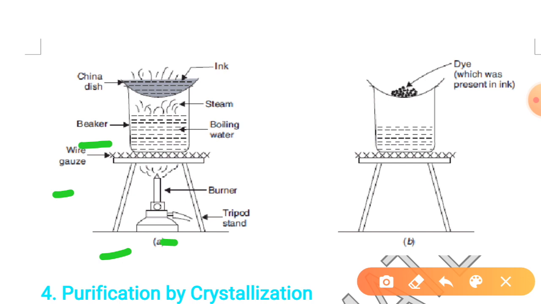If you directly keep your ink on fire, it will get burned. That's why we are giving it a water bath. Now on the top of it is a china dish having ink. Now when this water boils, the steam will rise, and this steam will slowly allow the water present in the ink to evaporate, and the result will be the dye which is present in the ink. This way we will be able to separate this dye from your ink. In a similar manner, salt is obtained from seawater.